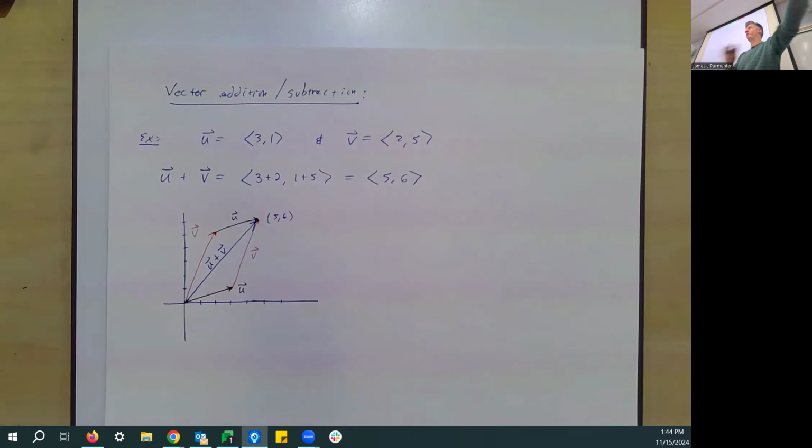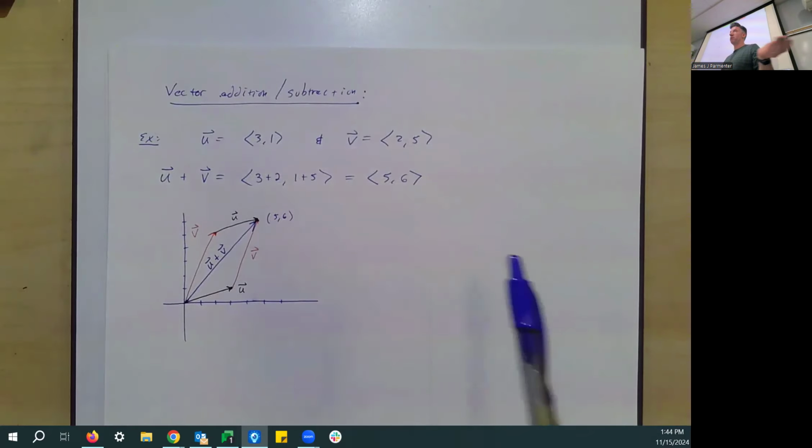So vector addition, vector subtraction is pretty straightforward. I can't think of what to say about it. You could be given vectors in a less typical format, although really, these are the way we write vectors.